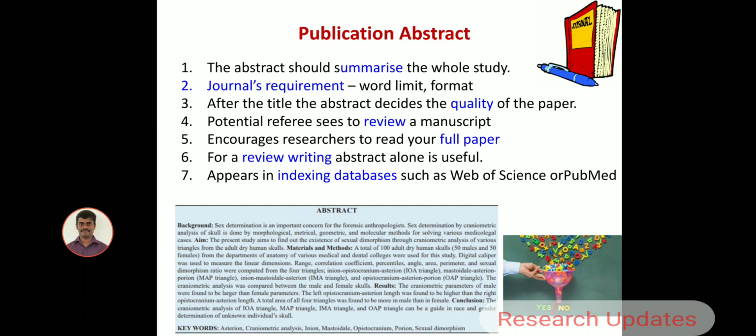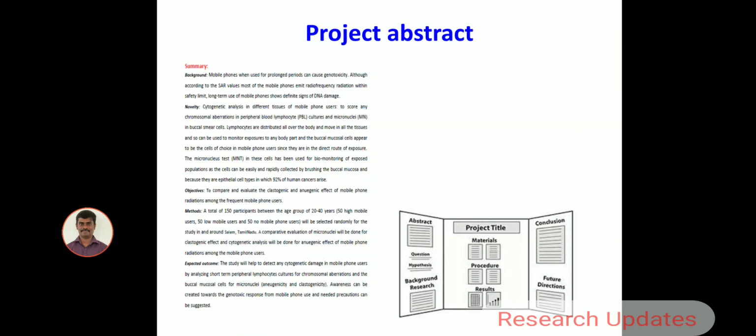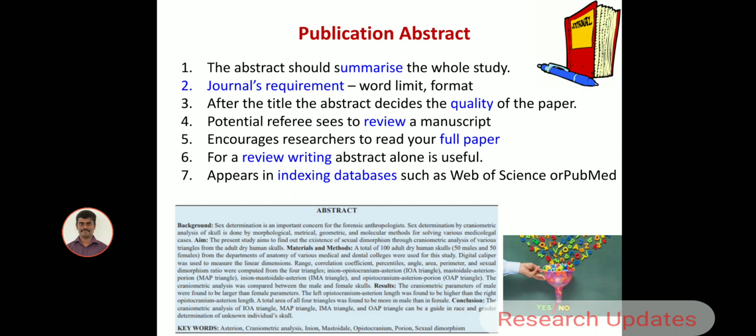Also remember, in all the indexing databases such as Web of Science or PubMed, your abstract is published. So this is an example of a publication abstract taken from one of my publications. It gives you the entire idea about a paper with a background, aim, methods, results and the conclusion. And always remember, while preparing a publication abstract, it should stand alone and it should give the entire gist of your research work. Don't make it so elaborate, make it crisp so that the key points are covered in your abstract.